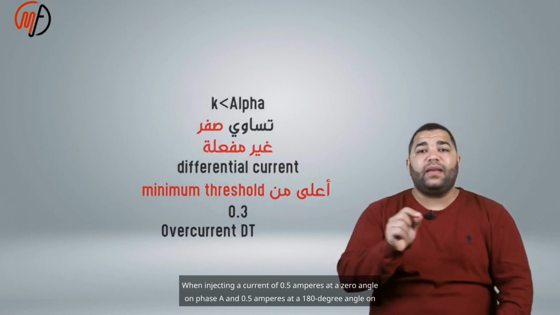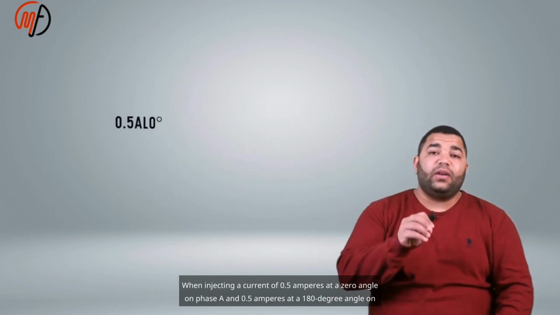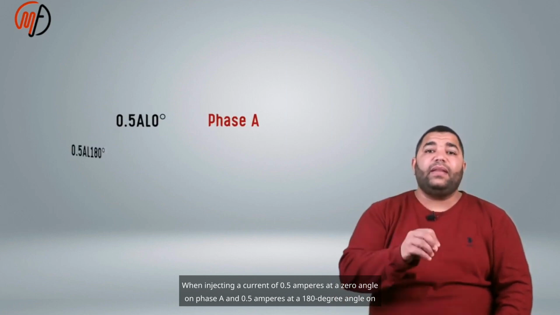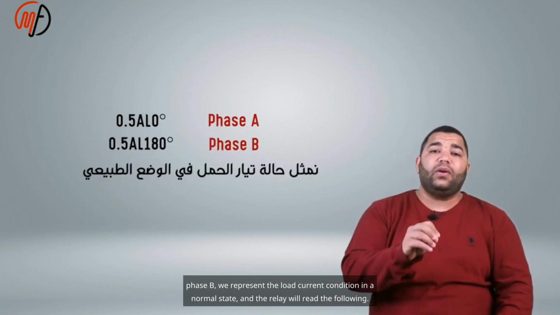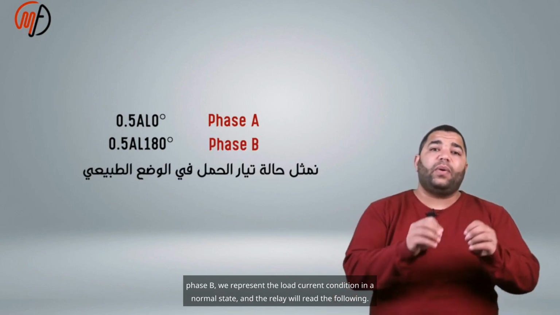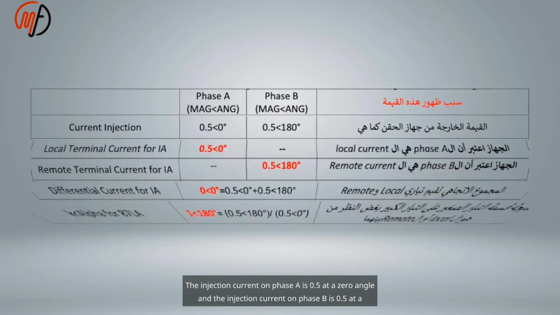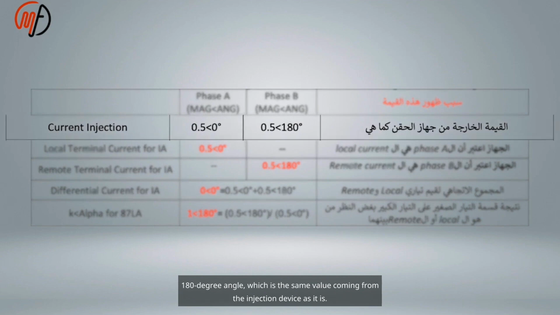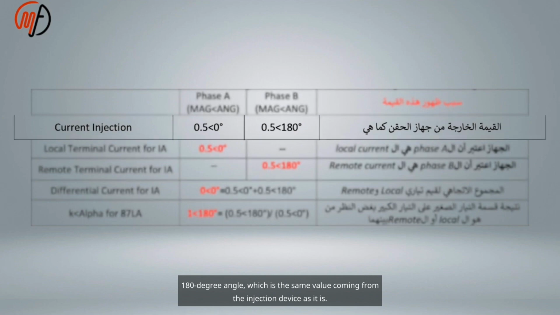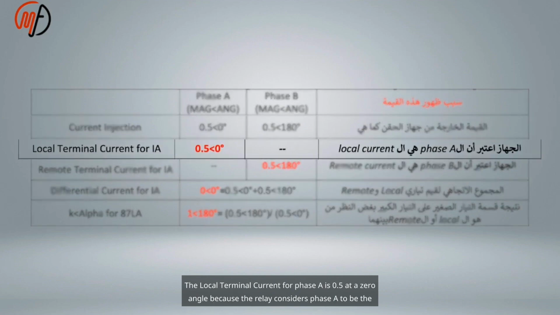When injecting a current of 0.5 amperes at a zero angle on phase A and 0.5 amperes at a 180 degree angle on phase B, we represent the load current condition in a normal state, and the relay will read the following. The injection current on phase A is 0.5 at a zero angle, and on phase B is 0.5 at a 180 degree angle, the same value coming from the injection device. The local terminal current for phase A is 0.5 at a zero angle because the relay considers phase A to be the local current.